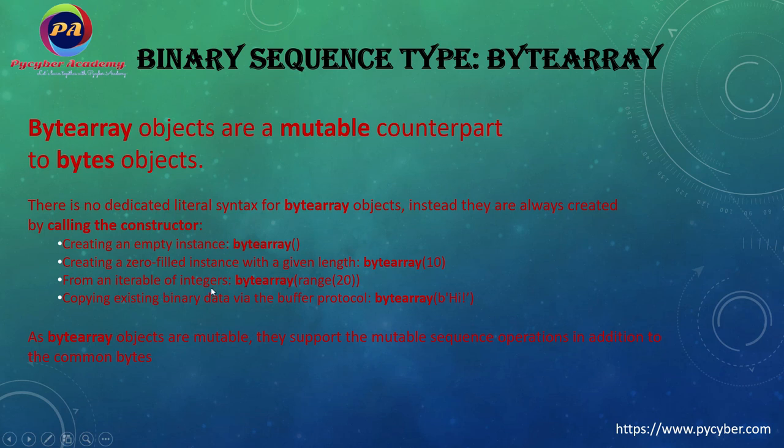We can even create a bytearray object from a sequence object, for example, using range(20). Copying existing binary data via the buffer protocol, we can do that directly by putting this bytearray data and passing it to the bytearray function. As bytearray objects are mutable, this supports the mutable sequence operations in addition to the common bytes operations. So what are the operations that can be performed on mutable objects? That is allowed for bytearray objects.